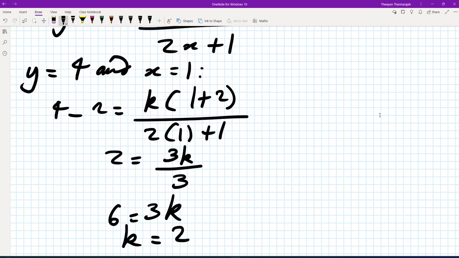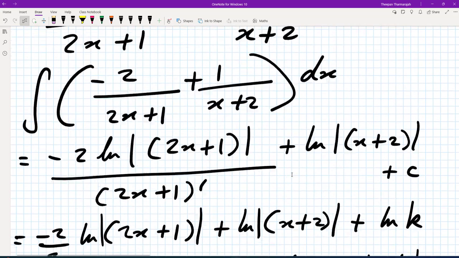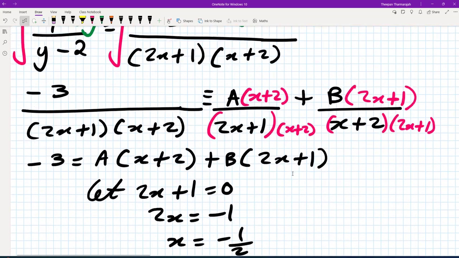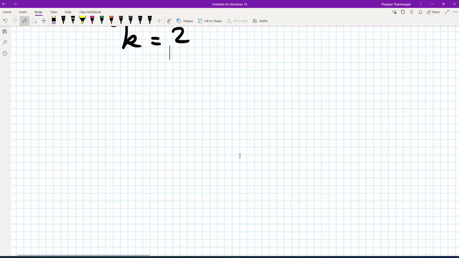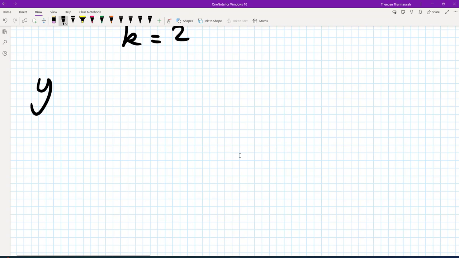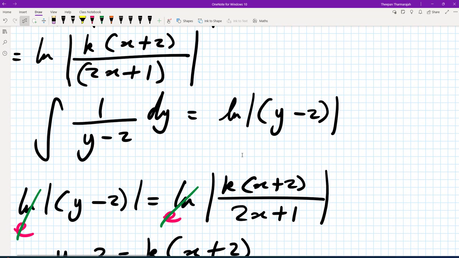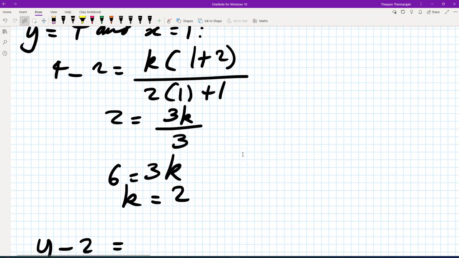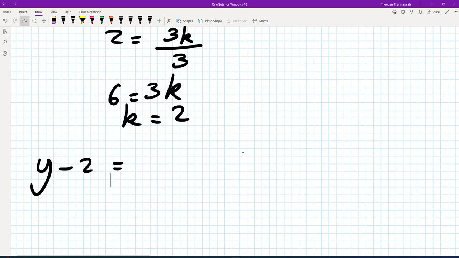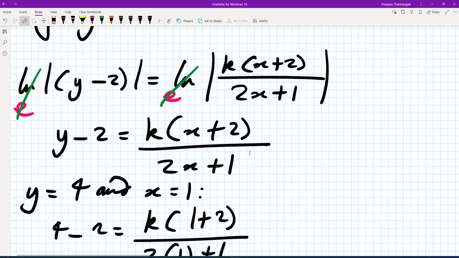So now that you've got the value of k, they want the form of y equals f(x). So now we're going to rewrite our function y minus 2 equals to what we found. K was 2, so it's 2 times x plus 2 over 2x plus 1.